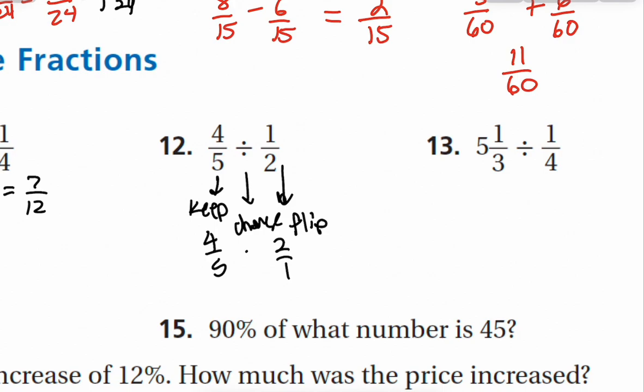To divide by a fraction is the same as multiplying by its reciprocal. A reciprocal of a fraction is the flip of that fraction. So if I want to change that to its reciprocal, I make it 2 over 1. I am dividing by the reciprocal of the thing after the division symbol. Now we know what to do for a multiplication problem, right? We multiply tops with tops and bottoms with bottoms. So it becomes 8 over 5.